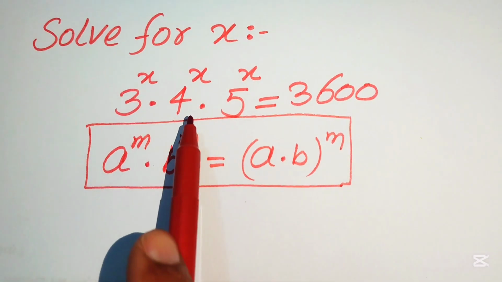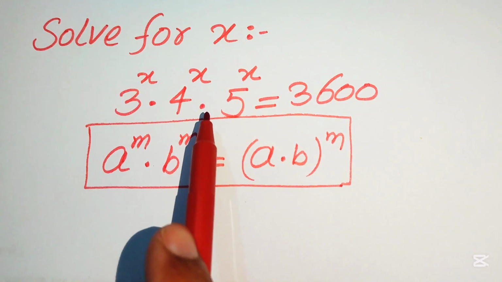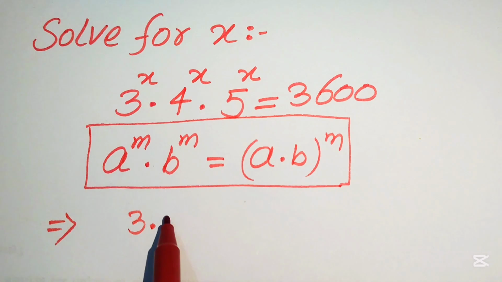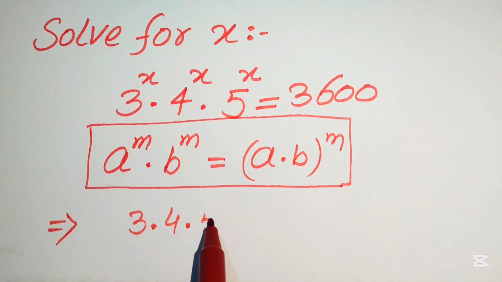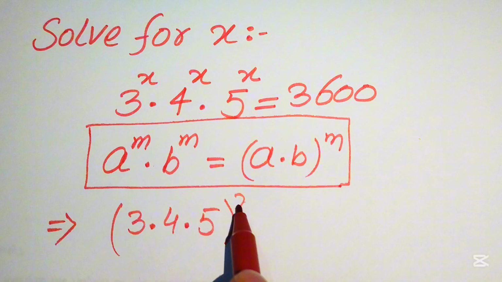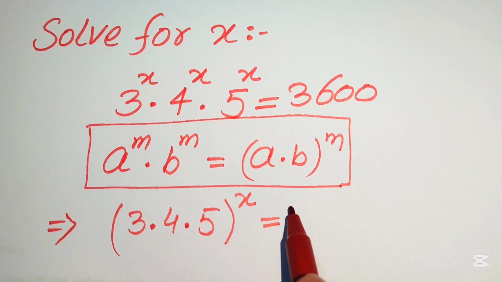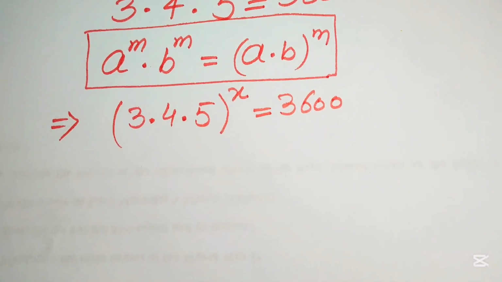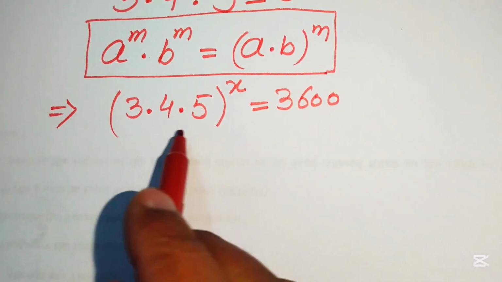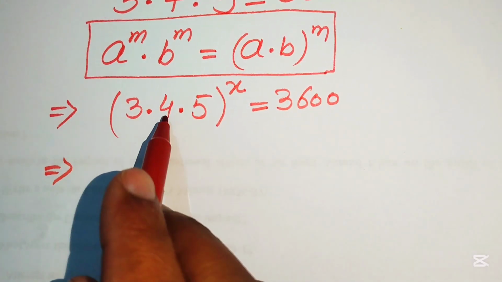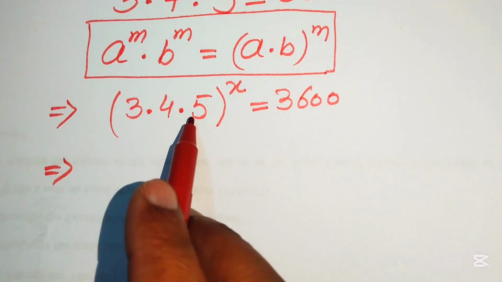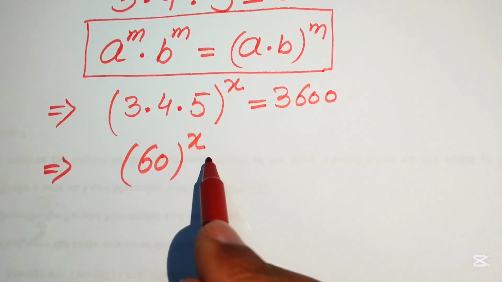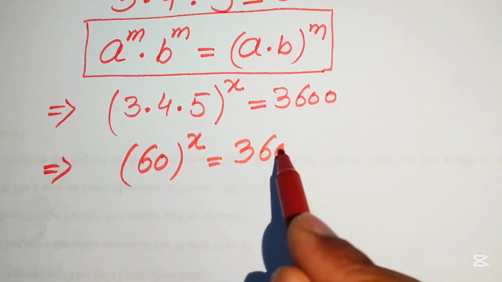Now you see that these are 3 exponential functions whose bases are different, so we combine the bases of all of these 3 terms. We write it as 3 times 4 times 5, and its whole exponent is x, and this equals 3600. In the next step we multiply these numbers: 3 times 4 we get 12, and 12 times 5 becomes 60, and its exponent is x, equals 3600.